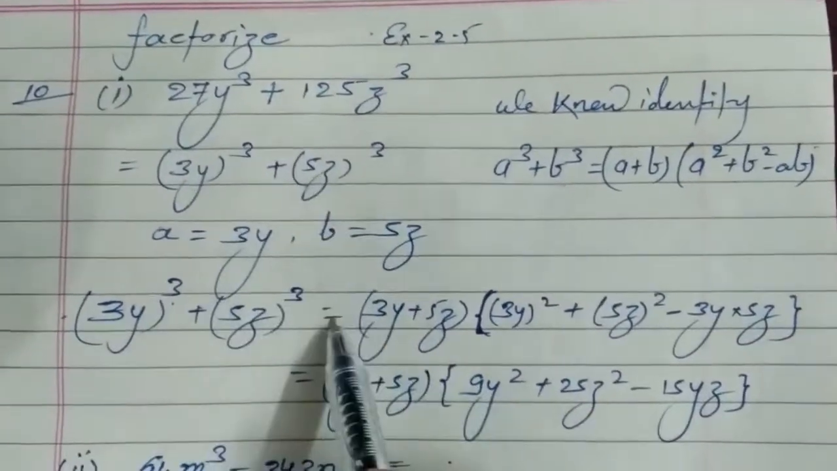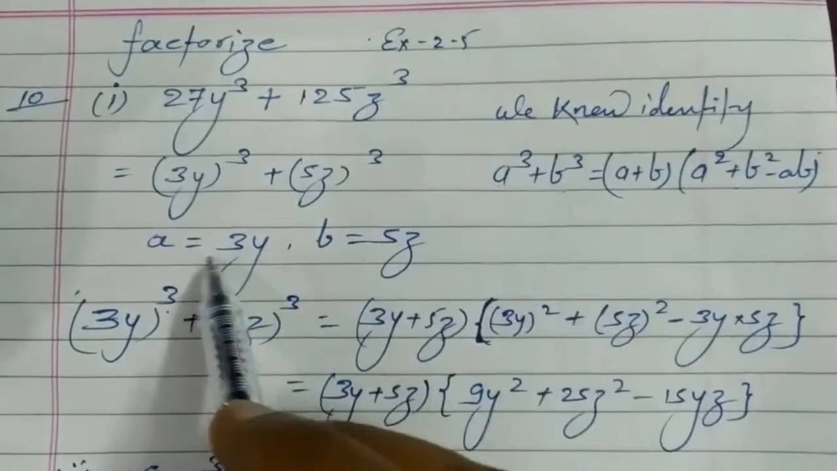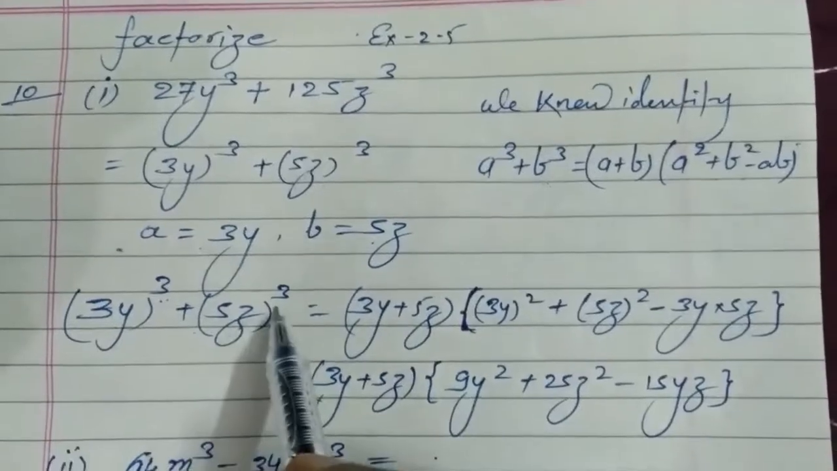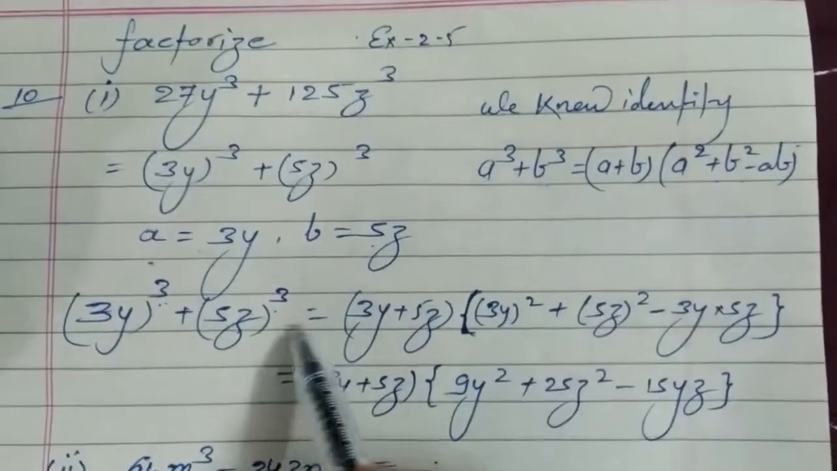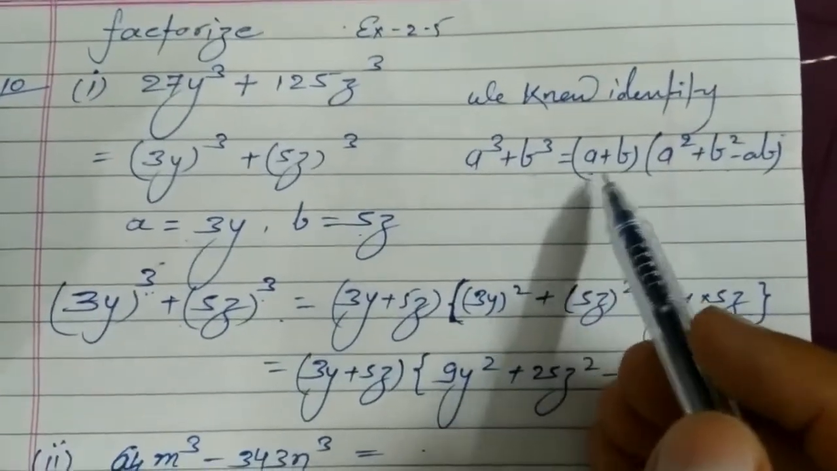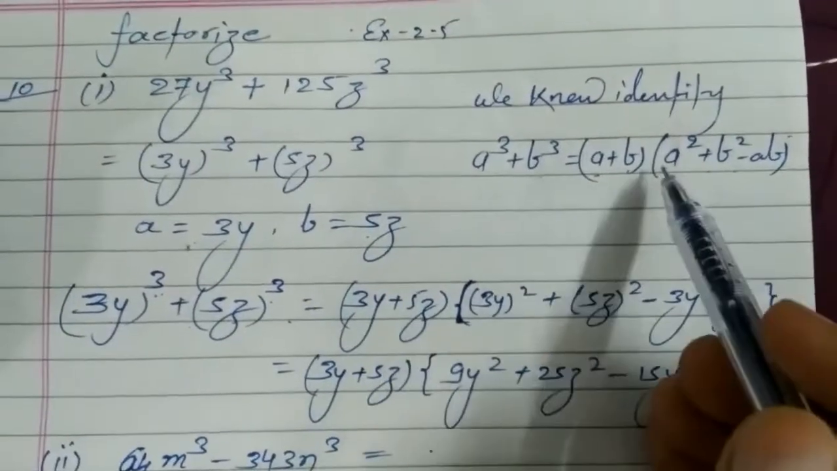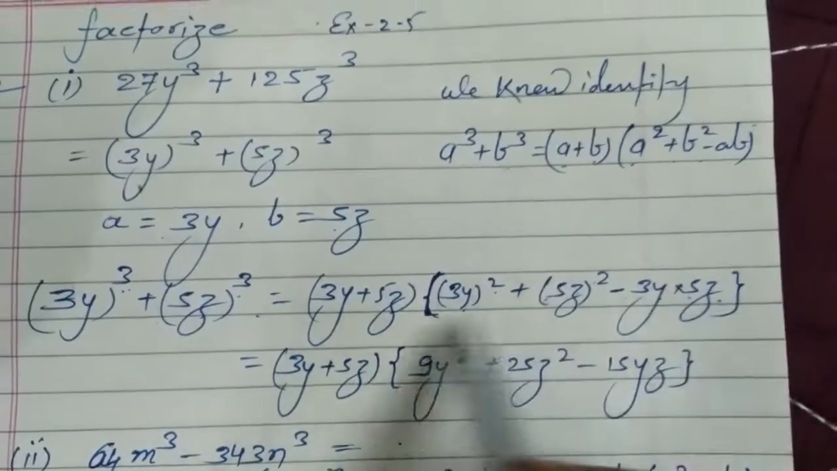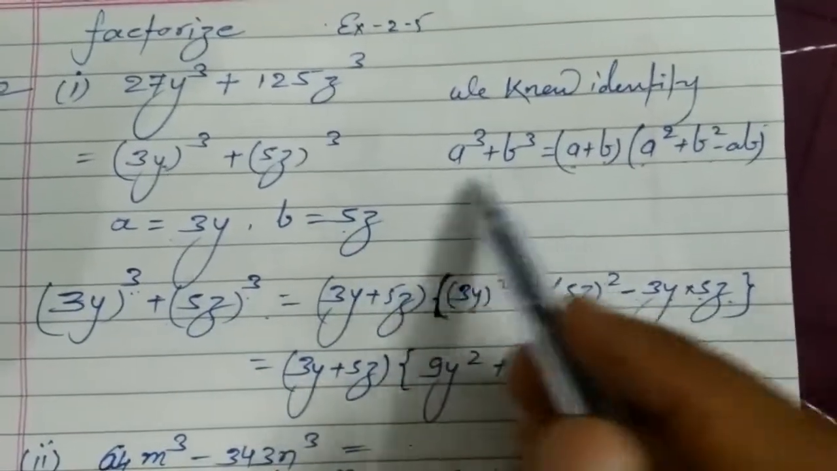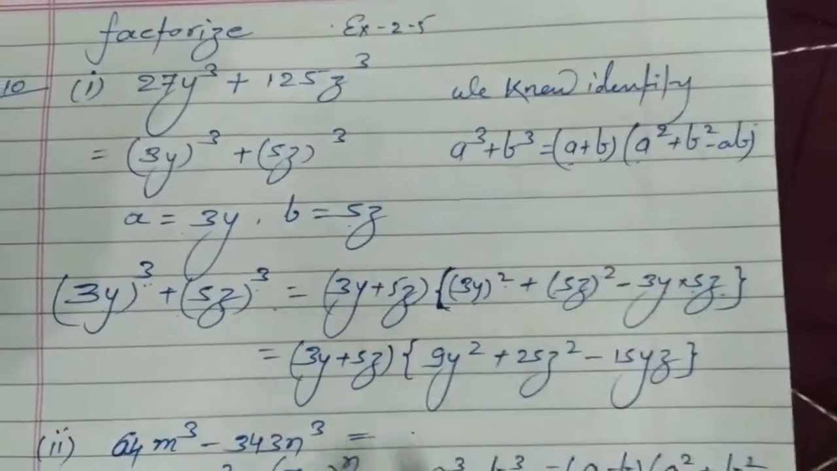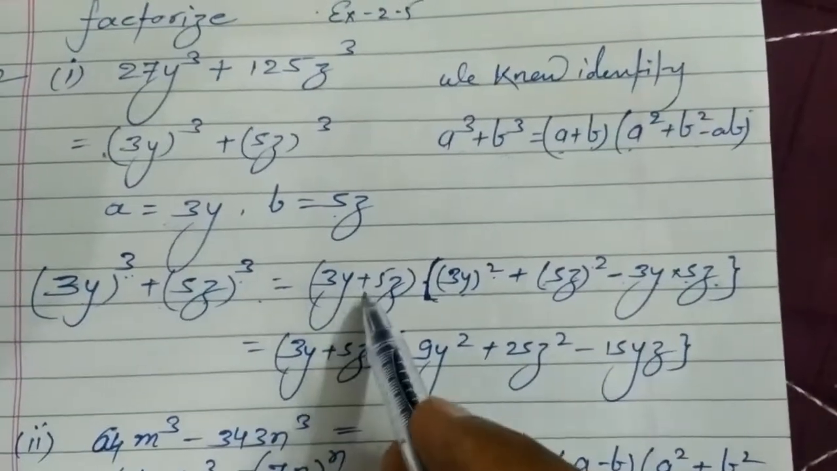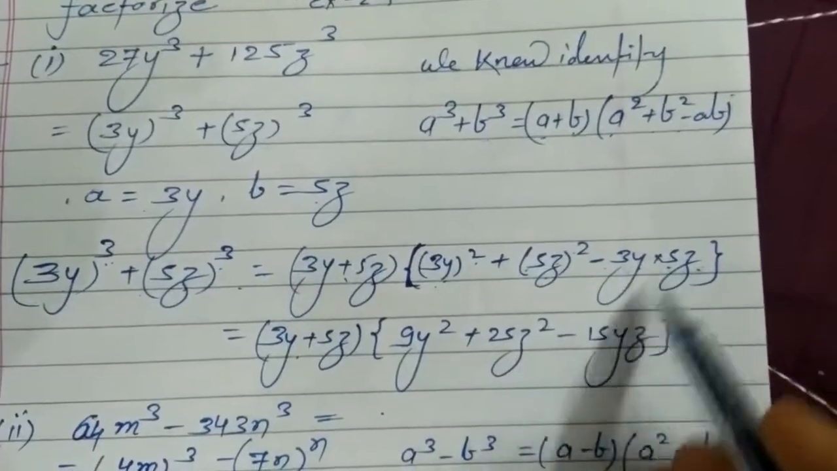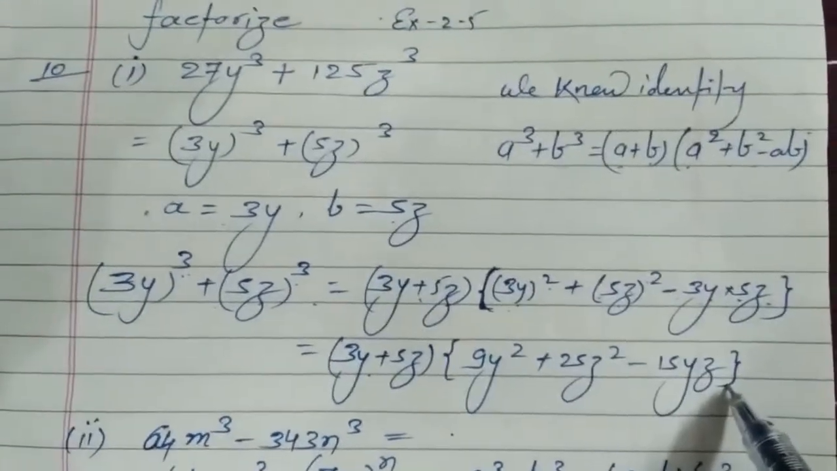When you put the value of a and b in this identity, you will get (3y) whole cube plus (5z) whole cube equal to value of a, 3y, plus value of b, 5z, into (3y) square plus (5z) square minus 3y into 5z. This we have got by putting the value of a and b in this identity. Fine. So you just simplify it, keep it same, and (3y) square is 9y square plus 25z square minus 3 into 5 is 15yz. This is your answer.